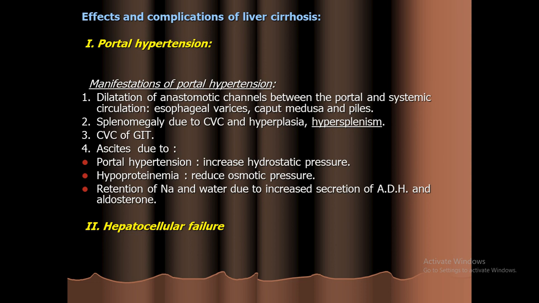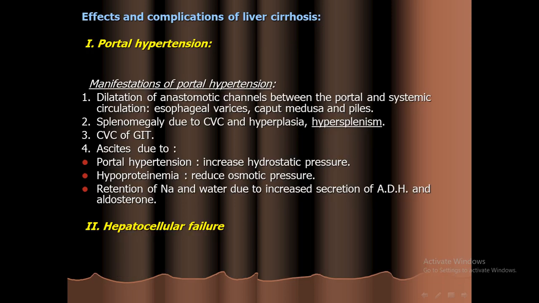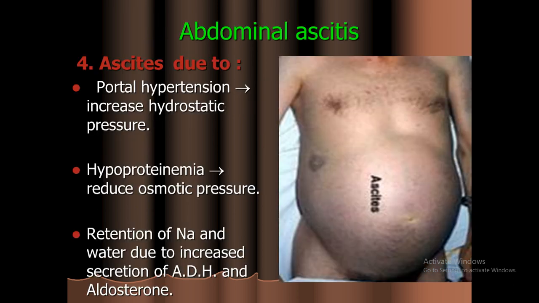Portal hypertension also causes chronic venous congestion in the GIT and the spleen, causing splenomegaly. The Egyptian spleen is very well known, a very huge spleen. It may cause ascites. You don't have to know the pathogenesis, you just know that this is ascites. Ascites means accumulation of fluid inside the peritoneal cavity. Okay, all of these are manifestations of portal hypertension. Also, liver cirrhosis may end in hepatocellular failure.